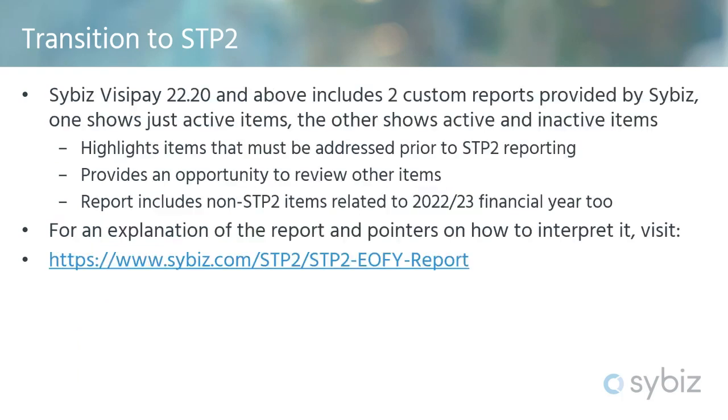But a couple other little bits and pieces around your transition to STP2. We have had a few people ring up and say, hey, I've done what I think I need to do, but how can I be sure that I'm on the right path? And since version 22.20, we have included 2 custom reports. One is for active items and one is for all items, whether they're active or inactive, for you to review.